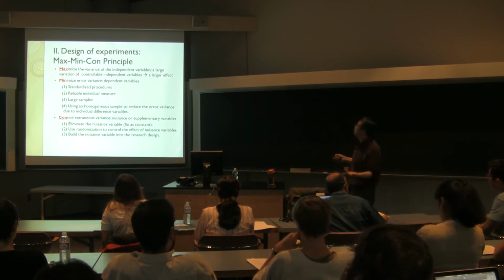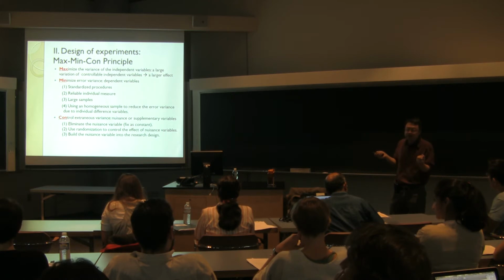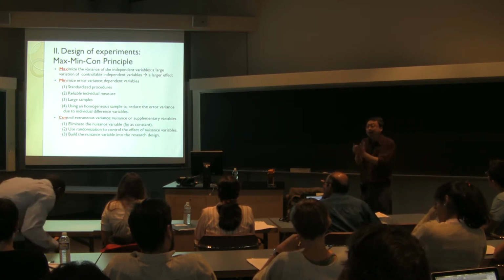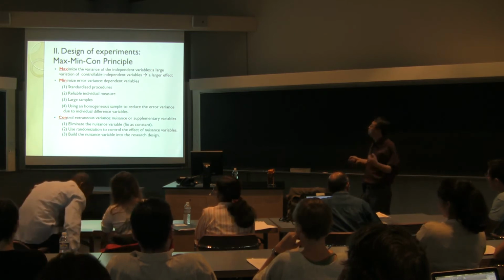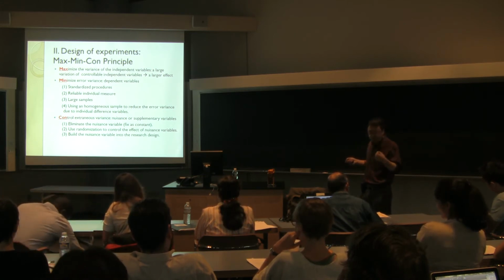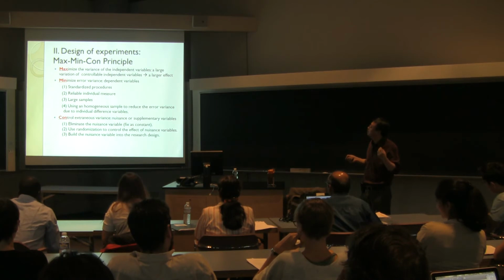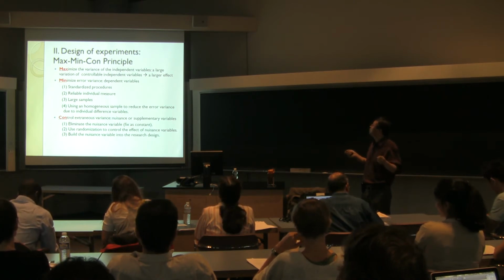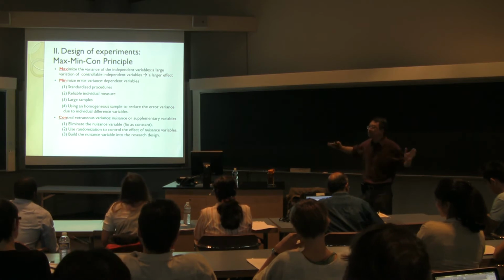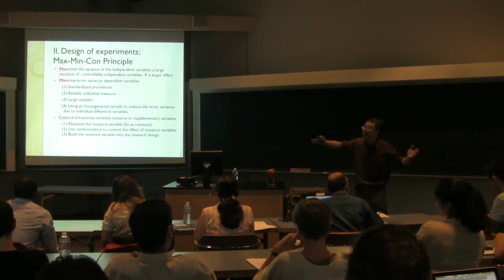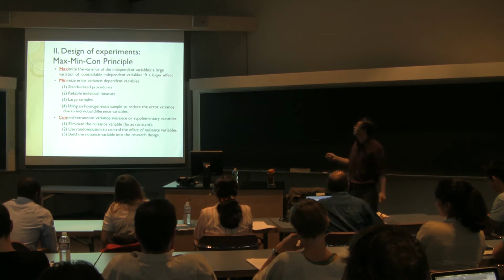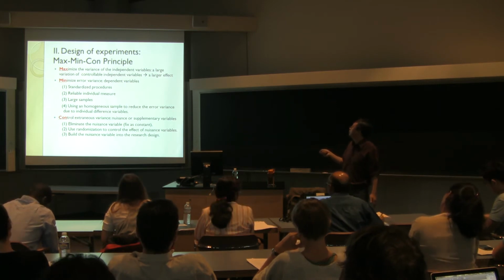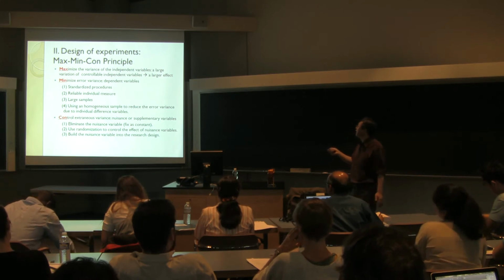Or you may be able to measure this in 3 different labs. Ideally, one lab is better, more consistent, right? So you try to standardize the procedure within the lab, use the same person. That's why we say use a reliable individual measure. Do not try to spread out. Do not make this measurement have a bigger variation. So that's the principle. Also try to use large samples, and also use a homogeneous sample to reduce error variance.